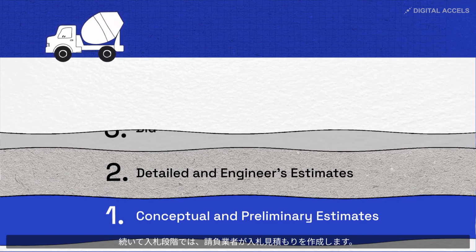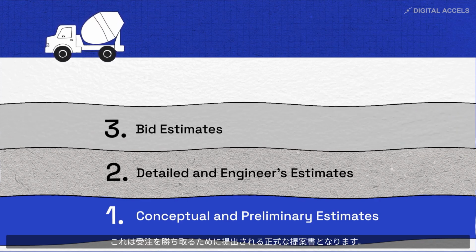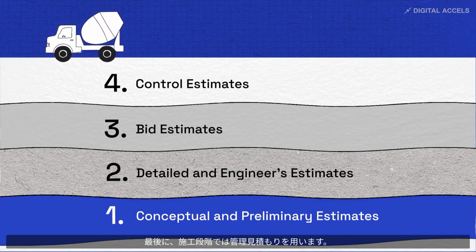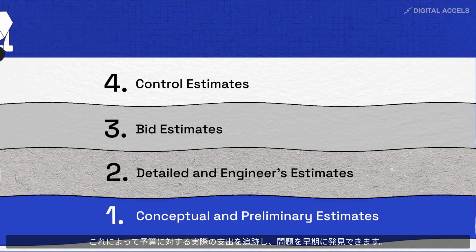Then comes the bidding phase, where contractors put together bid estimates. These are full proposals they submit to win the job. And finally, in the construction phase, you use control estimates. These track actual spending against your budget, so you can spot any issues early on.